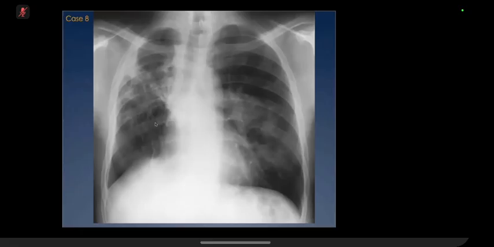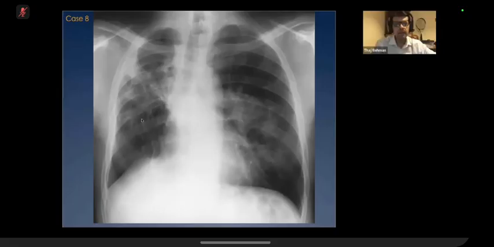Now, the lung is undergoing a scarring process. You know that, isn't it? Yes. The hilum is pulled up. I can see linear strands here. So this is undergoing a scarring process. Now, is the scarring process an interstitial fibrotic process, or is it a parenchymal destructive process?